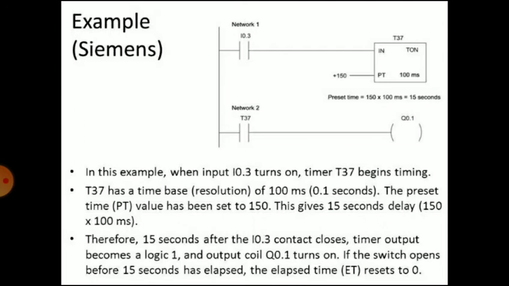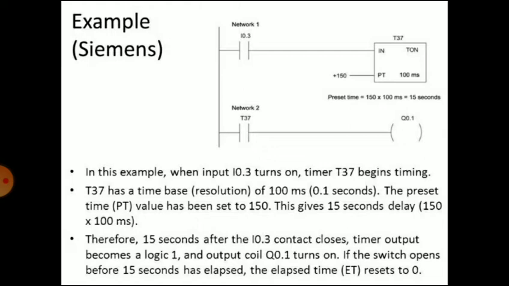In this example, when input I0.3 turns on, timer T37 begins timing. T37 has a time base of 100 milliseconds, that is 0.1 seconds. The preset time PT value has been set to 150. So this gives 15 seconds delay. 150 means 15 seconds. 150 times 100 milliseconds is 15 seconds.